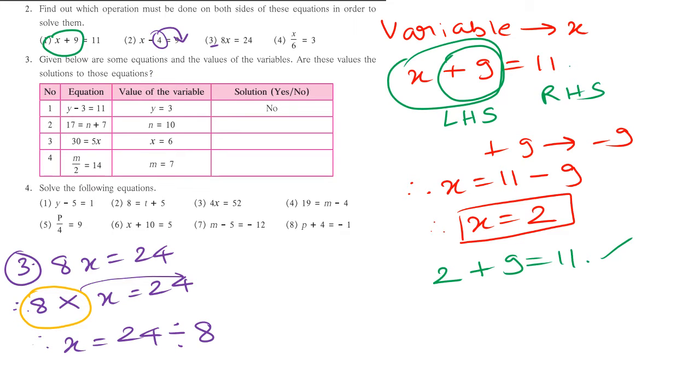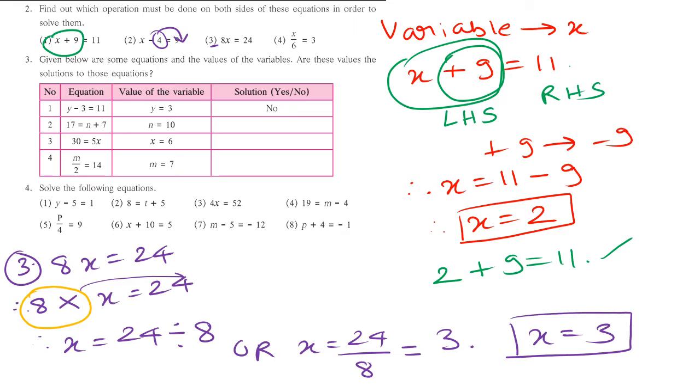Take it to the other side, it becomes division. We had discussed it in the previous class as well as in the summary notes, right? Division becomes multiplication, multiplication becomes division. You can also write x is equal to 24 by 8, in the form of a fraction. This is also correct, it is up to you how you want to write. So 24 divided by 8 is 3. So your answer is x is equal to 3.